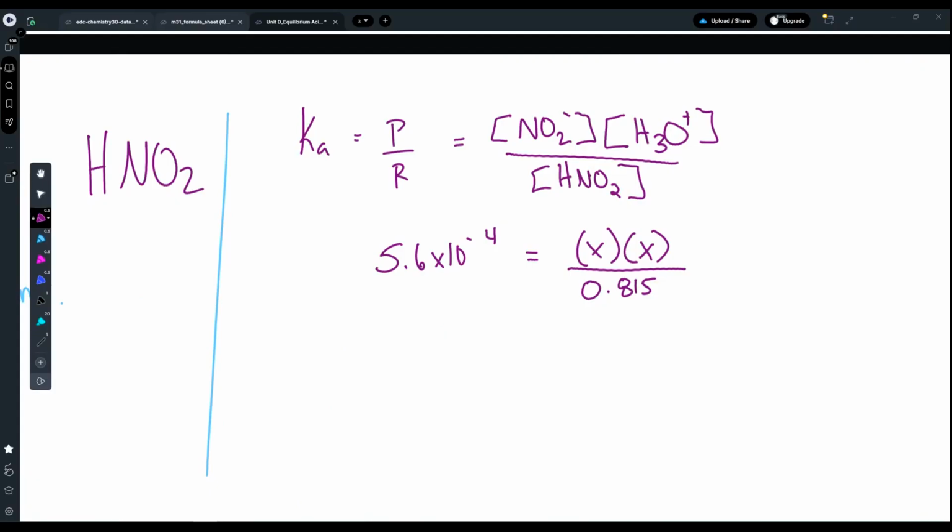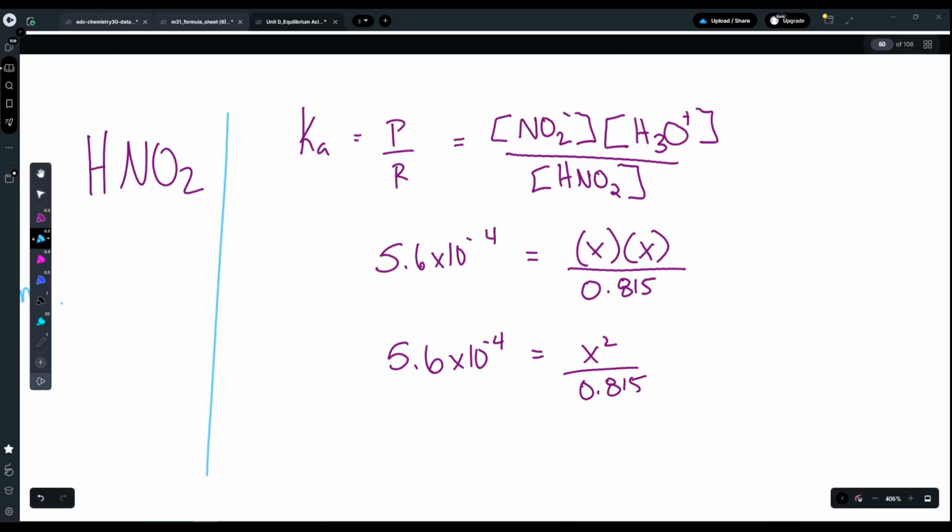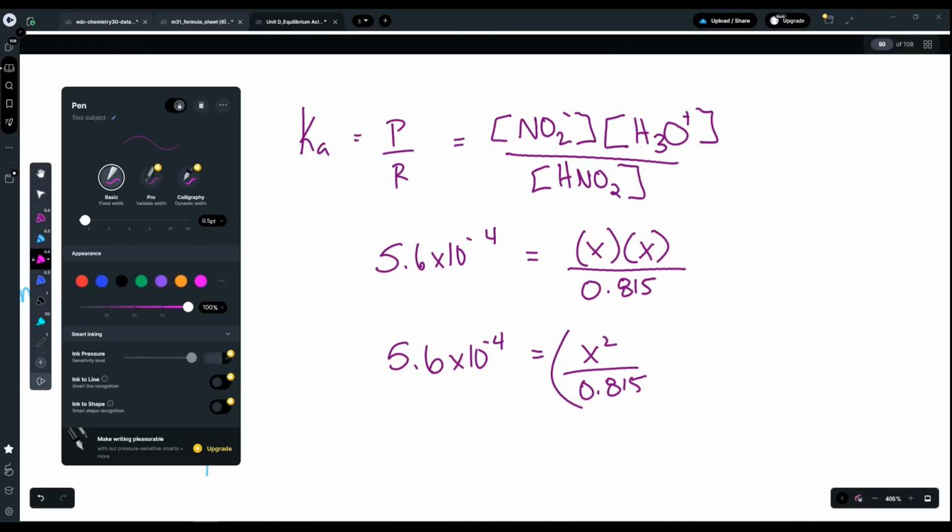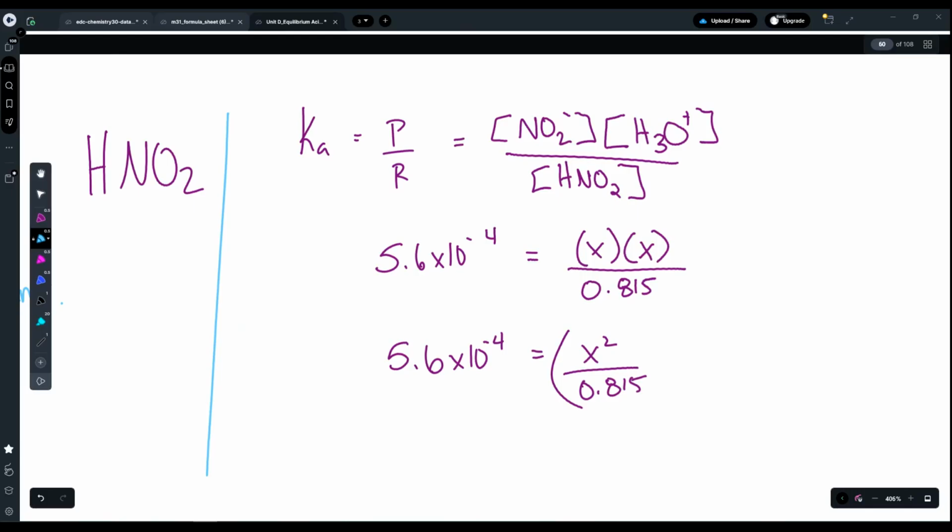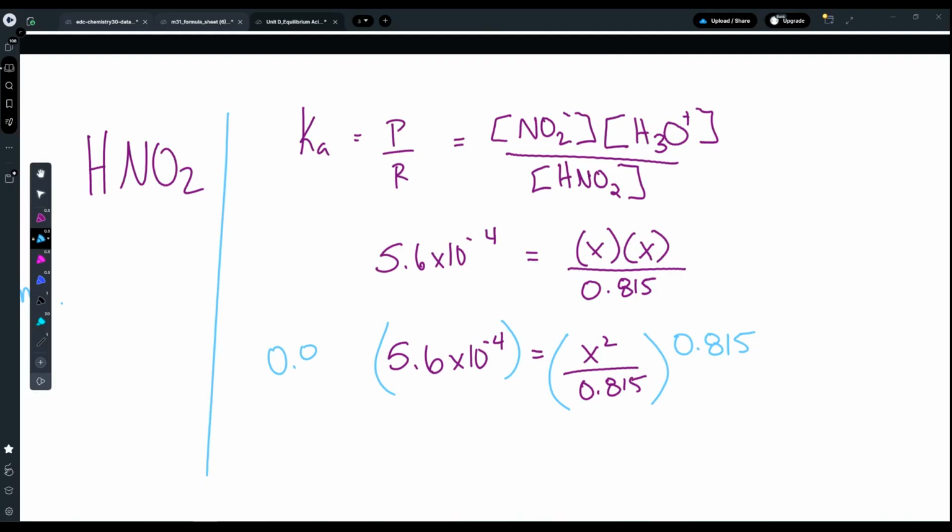Okay, so what I'm going to do here is multiply together the x's in the numerator, so I get x squared divided by 0.815, and then I'm going to isolate for x. I'm going to do that by multiplying by that 0.815. And what I do to one side, I have to do to the other.